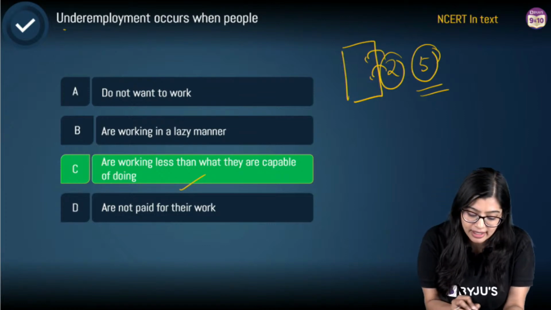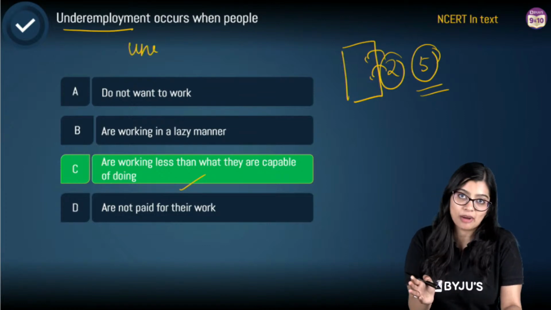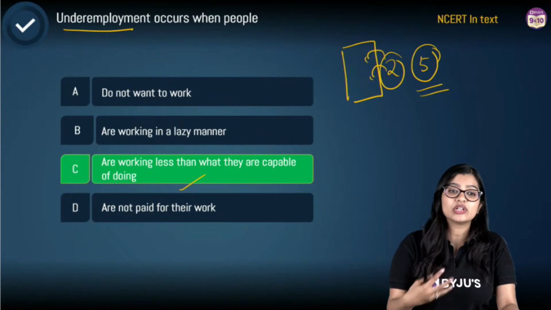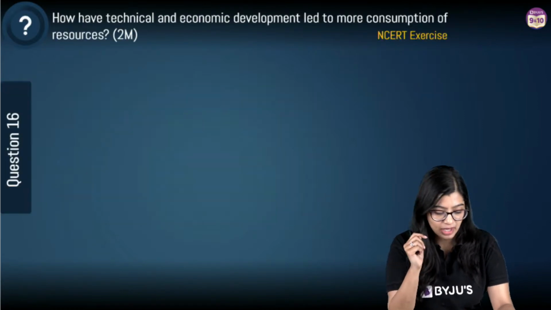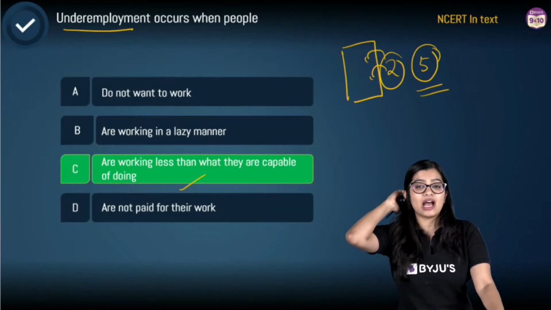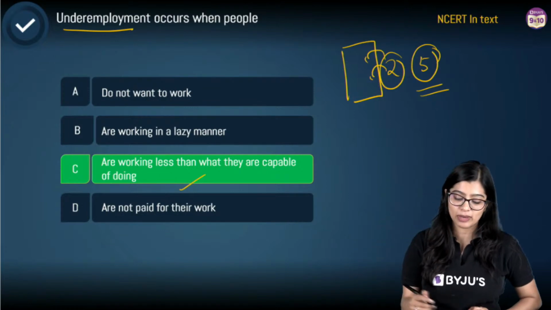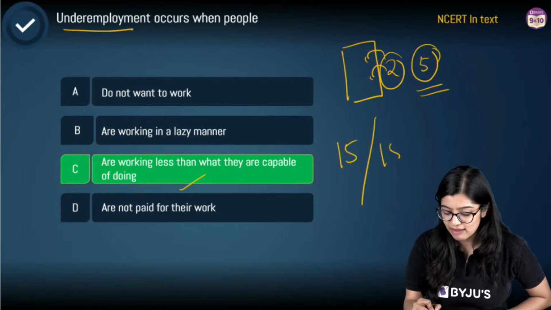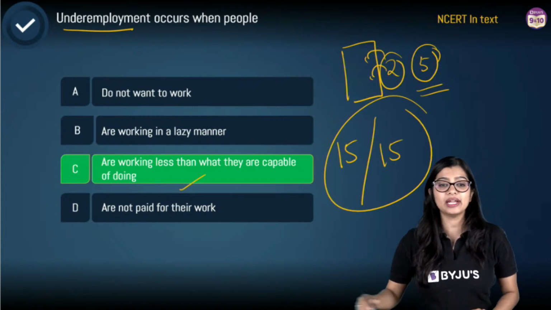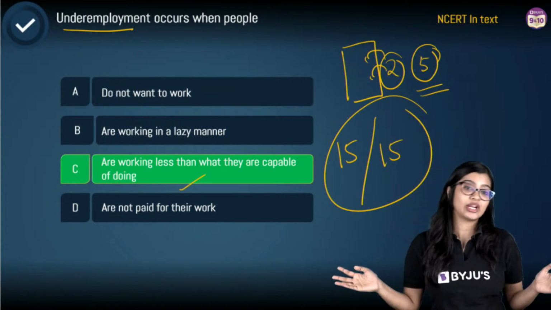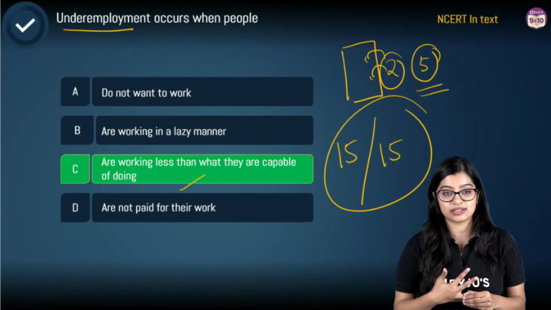Underemployment. See, unemployed means no job. Under means they are not utilized effectively. Yes? So with this, everybody, we are done. We are done with 15 questions. All of you have got 15 out of 15, right? I know we've done 15 questions and many of you didn't even realize, right?